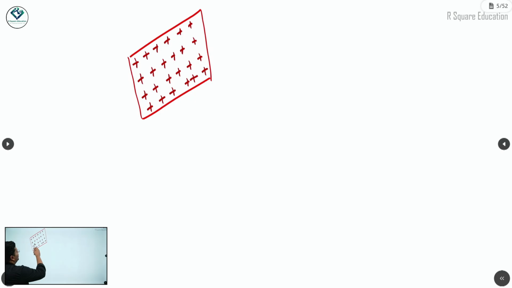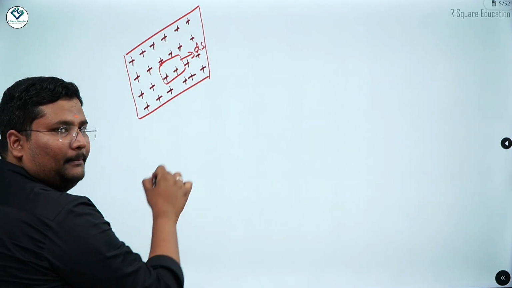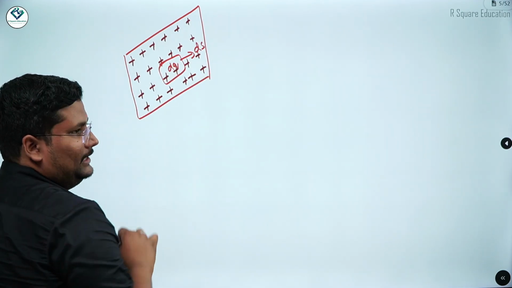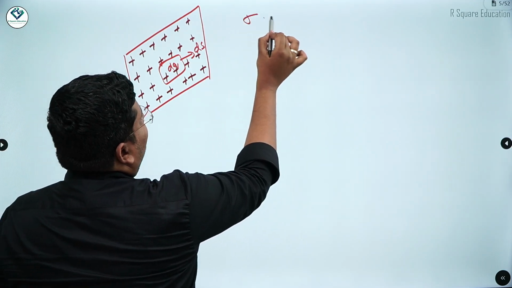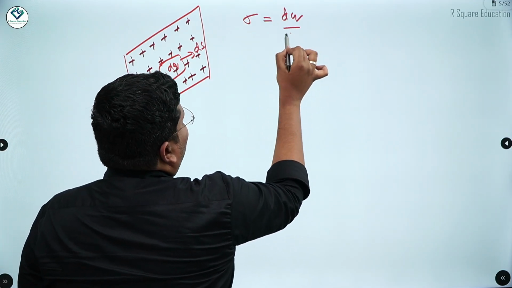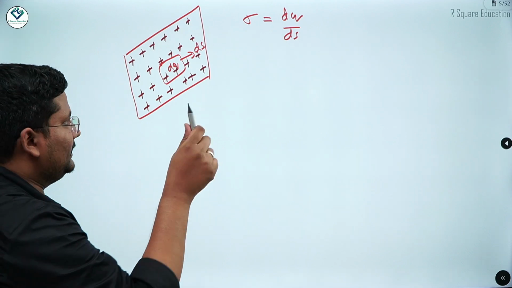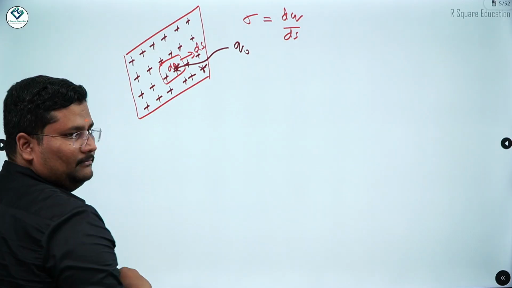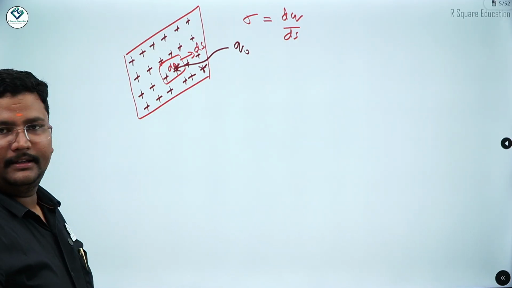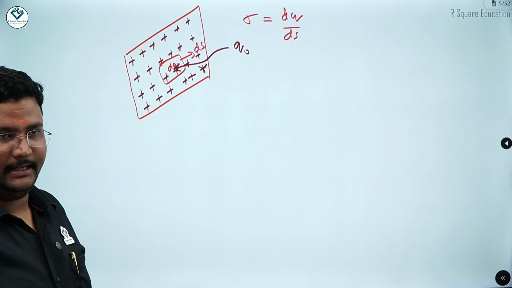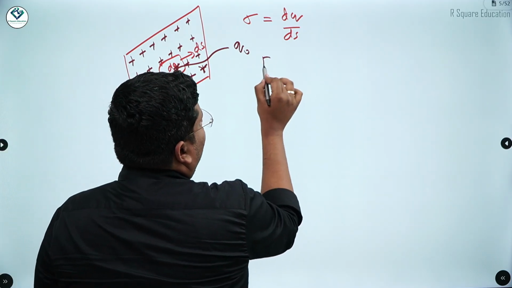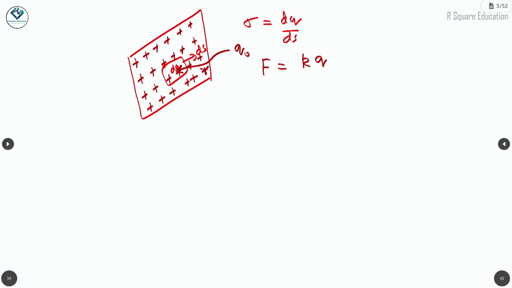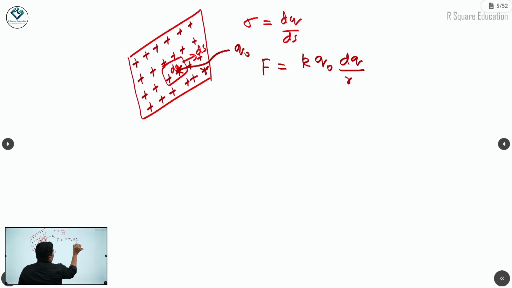So then what you do, you take a particular surface area, right? Let this be area dS, and the amount of charge which is present, let it be dq. So the surface charge density sigma will be equal to dq by dS here. Again, you bring another charge q naught, right? To a distance of r, and you find out what is going to be the field, force basically. Okay, so what is going to be the force here? F is equal to k q naught dq by r square.